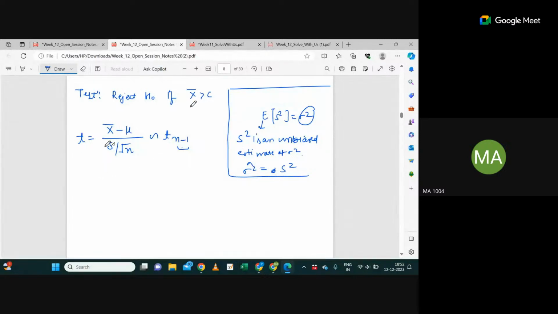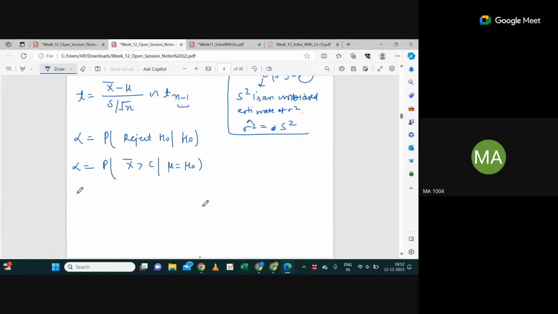We have decided x bar is greater than c. What is the procedure? I will go with alpha, which will be given to us. Alpha is the probability of rejecting H naught given that H naught is true. We reject when x bar is greater than some c, and H naught is mu equal to mu naught. If x1, x2, and so on are iid normal mu comma sigma square, then the distribution of x bar will be normal mu comma sigma square by n.